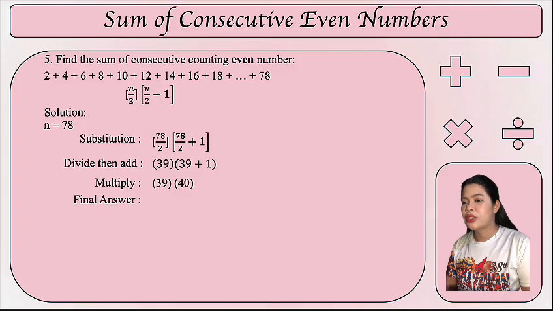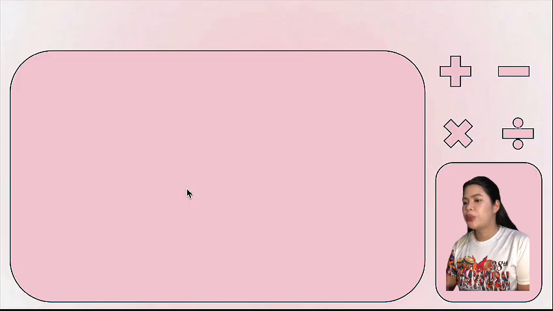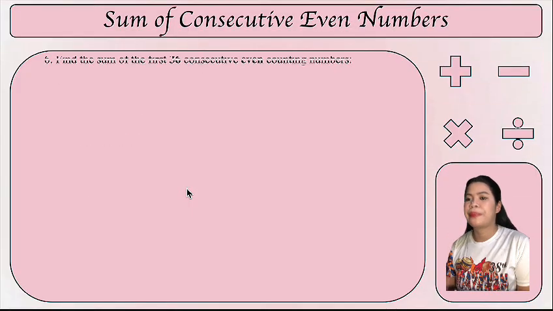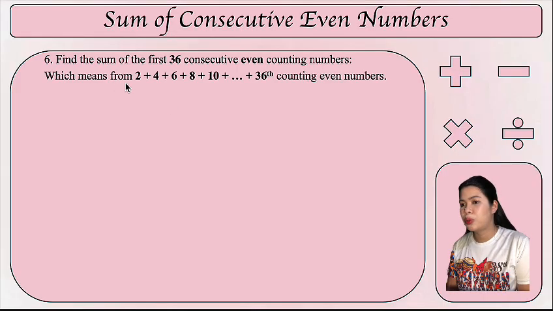So the final answer would be 1560. So therefore, the sum of consecutive counting even numbers is 1560. So let us proceed to our sixth problem. The problem would be find the sum of the first 36 consecutive even counting numbers, which means from 2 to the 36th counting even number.